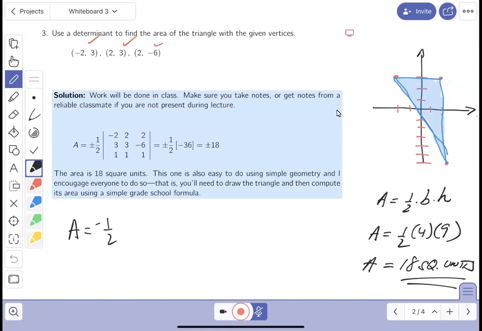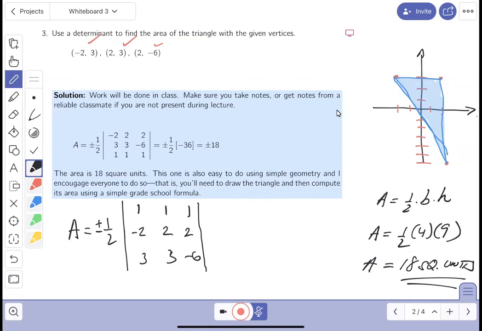It's plus or minus because these things can be rotated. When they're rotated, the area goes from positive to negative through a rotation, all right? Signed area. Determinant 1, 1, 1, and now I'm going to put the points down. Where the points are going to be? Minus 2, 3, 2, 3, 2, minus 6.